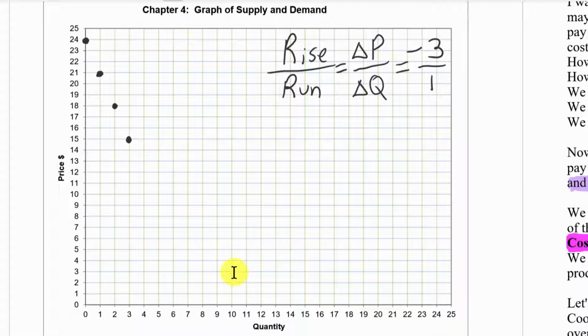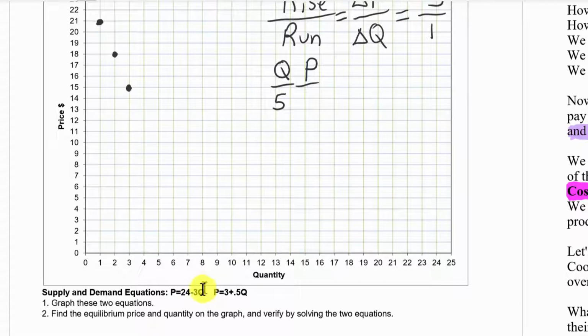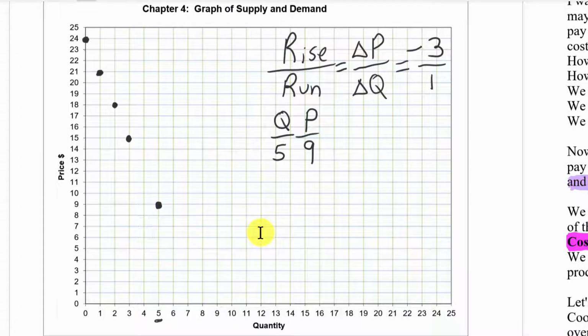However, if you're more comfortable plotting a line by coming up with some points, by plugging in some quantities and getting some prices, you can do that too. You could plug in a quantity of 5, for example, into 24 minus 3Q and say, well, 24 minus 3 times 5 would be 24 minus 15, or 9. That would give us another point: quantity 5, price 9. Just make sure you can do this very carefully, very quickly, and very accurately. So get your index card or your ruler, and let's connect those dots very carefully. All right, so there's our demand curve.